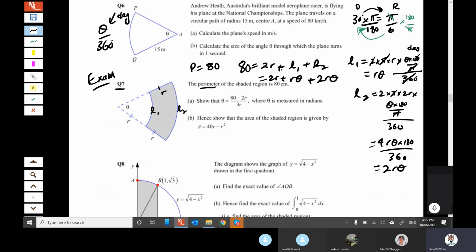And then once you're at this stage, all we're going to do now is just rearrange to make theta the subject. So I would subtract 2R. So it would look like this. 80 take away 2R equals, factorize your theta out. R plus 2R. R plus 2R is 3R. Divide it. And you're done, aren't you? You get exactly that result. All right, I'll stop there.